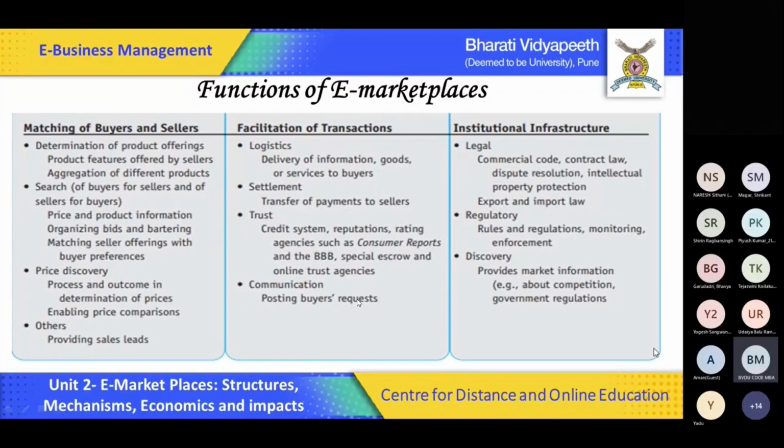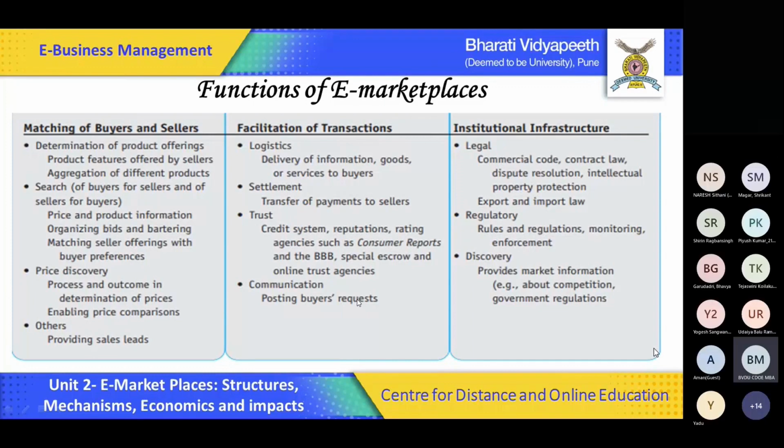So delivery of information, goods or services to buyers will be easily available with the help of e-marketplaces. Then e-marketplaces will also help you in settlement. So transfer of payment to sellers is also possible with the help of the e-marketplaces.